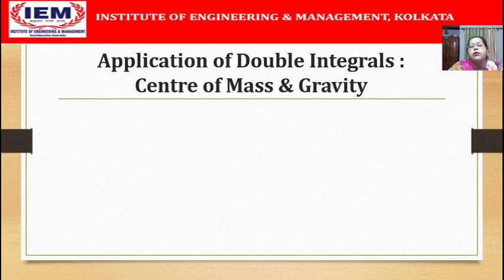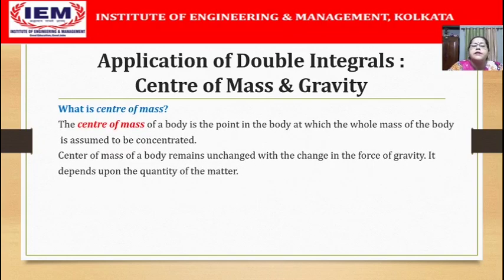Now, I'm sure all of you know these terms center of mass and center of gravity. But still, let us revisit these terms once more. So, what is center of mass? The center of mass of a body is the point in the body at which the whole mass of the body is assumed to be concentrated. Center of mass of a body remains unchanged with the change in force of gravity. So, it depends essentially upon the quantity of matter.